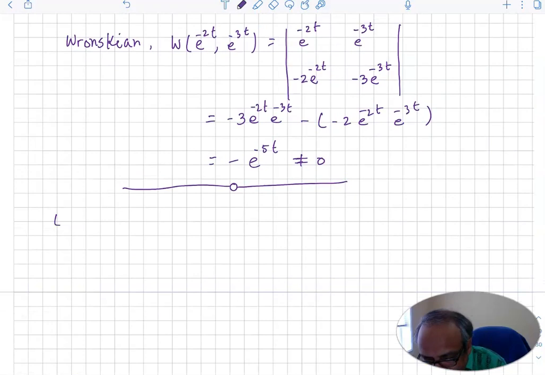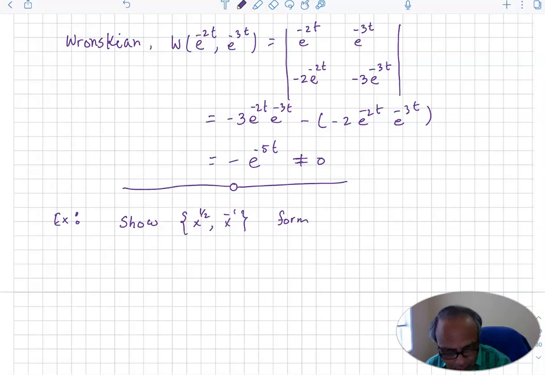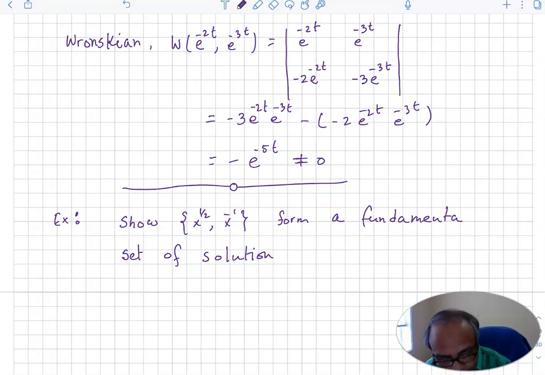So let's look at another example. In this case, show that x to the power half and x to the power minus half form a fundamental solution set of the differential equation 2x square y double prime plus 3x y prime minus y equals 0.